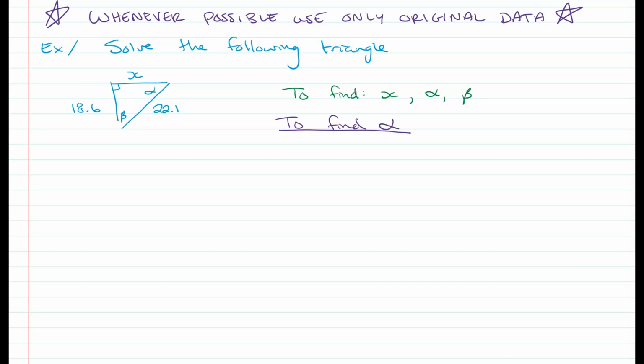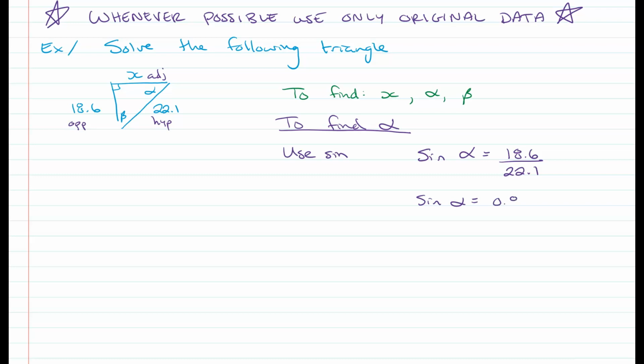So to find an angle, I'm going to label the triangle, and I'm going to label it compared to alpha. So the opposite and adjacent depend on which angle I care about. For alpha, this is my setup. And so I have the opposite and I know the hypotenuse. So to find this angle, I'm going to use sine. Sine alpha equals 18.6 over 22.1. I use sine because those are the two sides that I know numbers for.